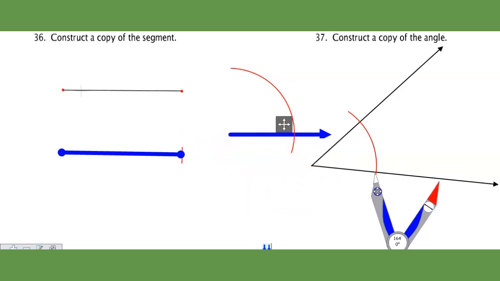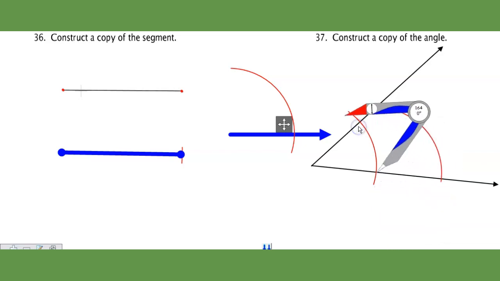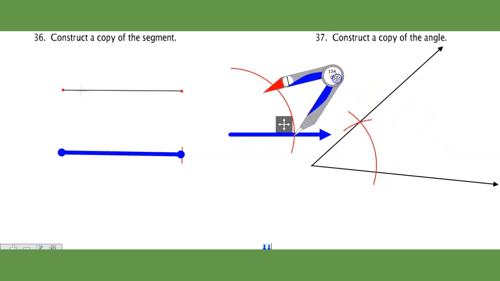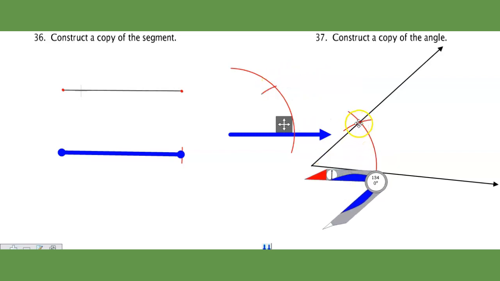I'm going to move it over here to where my ray and arc intersect, and go ahead and adjust it. So I have the same exact width here, and make another mark with another arc, and do the same thing on mine. There we go. So you can see where this ray goes right through that intersection. I just drew an intersection of my own right here. So I'm going to have my ray going right through there. There we go. Now I've copied the angle.